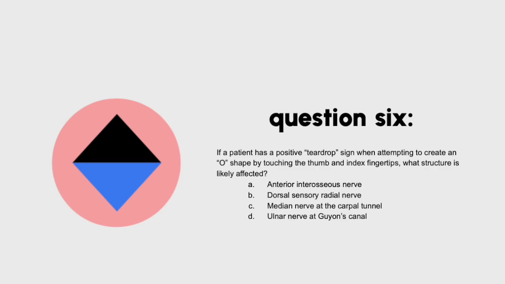Question 6. If a patient has a positive teardrop sign when attempting to create an O shape by touching the thumb and index fingertips, what structure is likely affected? A. Anterior interosseous nerve. B. Dorsal sensory radial nerve. C. Median nerve at the carpal tunnel. D. Ulnar nerve at Guyon's canal.